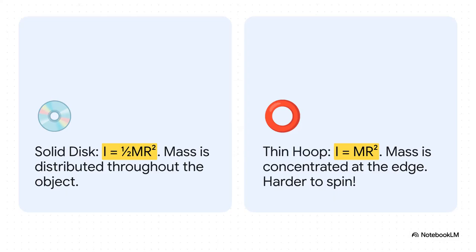So, let me ask you this. You've got a solid disk and a thin hoop. They have the exact same mass. Which one is going to be harder to get spinning? It's the hoop, every single time. Why? Because all of its mass is way out at the edge, as far as it can be from the center. That gives it a much higher rotational inertia.